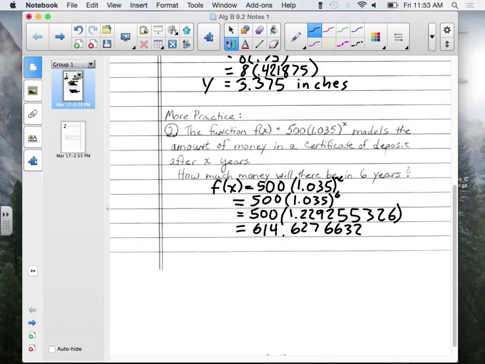Anybody think they can tell me what was the interest rate on this CD? How much interest were they paying them? Josh? Okay, and what interest rate would that be then? What percent would that be? How much percent were they getting paid for this CD? About 1%? No, they were getting more than that. Almost 4% maybe.